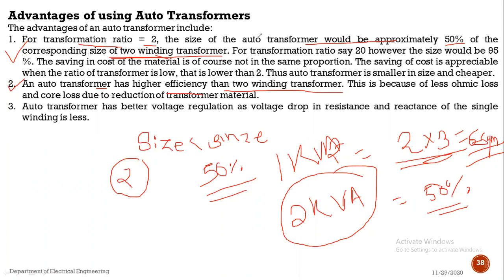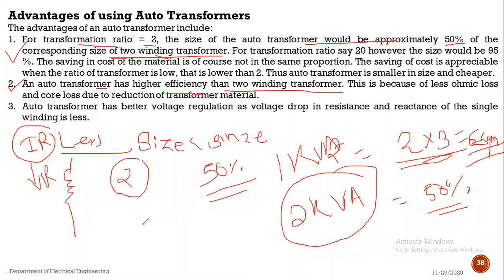Efficiency काय असेल, high असेल. Because why is efficiency high? Because of less ohmic loss. Winding च्या turns कमी आहेत, so the resistance of the winding is also less. If the resistance of the winding is less, then the ohmic loss, that is I²R loss, जो आहे तो less असेल. Okay, that means ohmic loss is less.